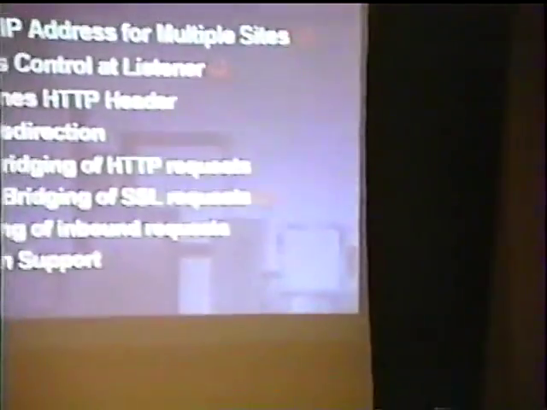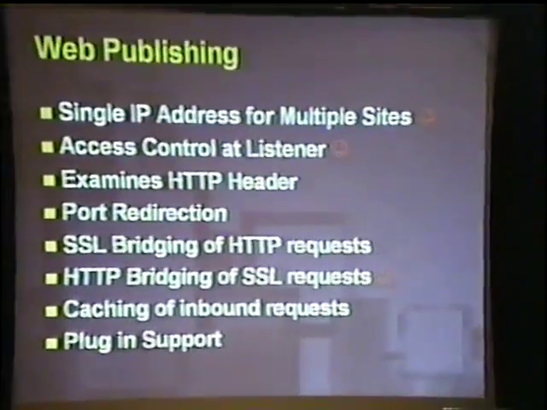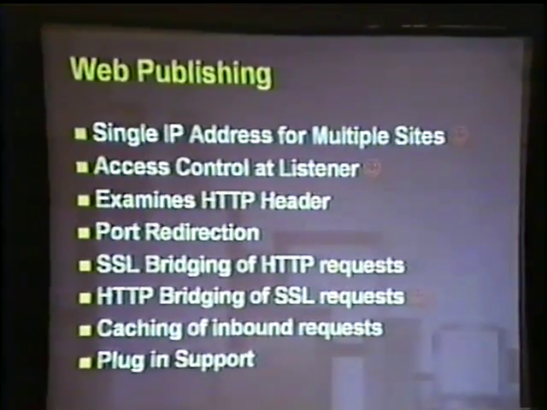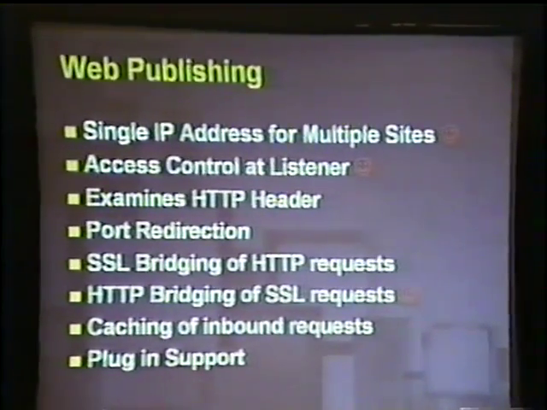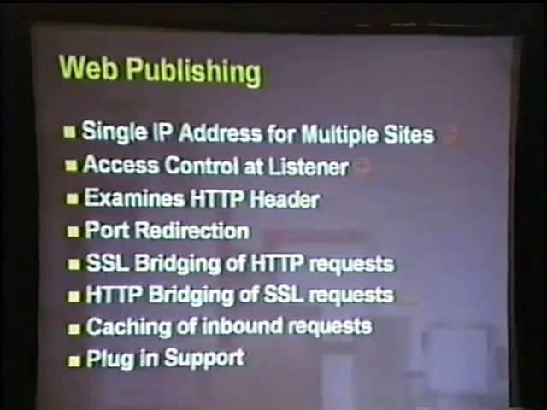There are three ways to publish servers and make them available to external network clients. There's web publishing, server publishing, and packet filtering. Web publishing. Web publishing rules allow you to publish multiple servers with a single IP address on the external network interface, the WAN interface of the ISA server.